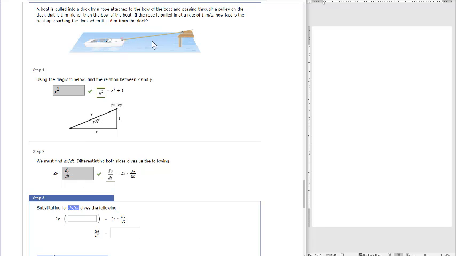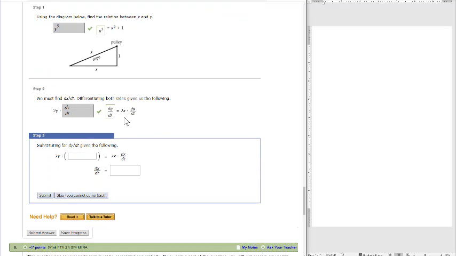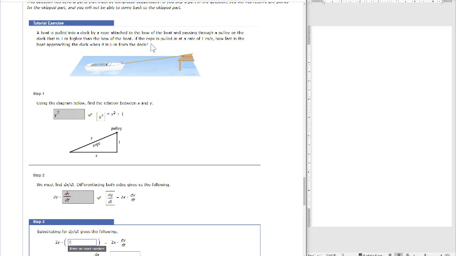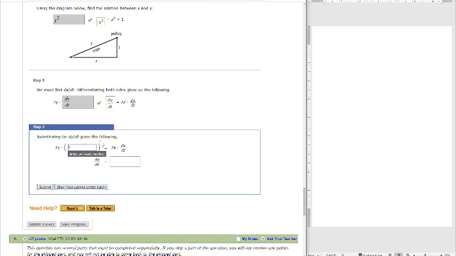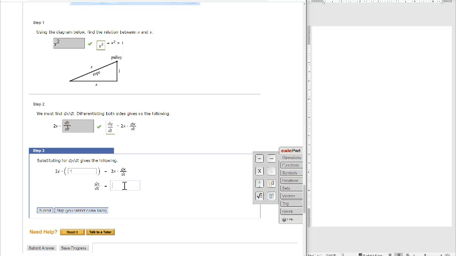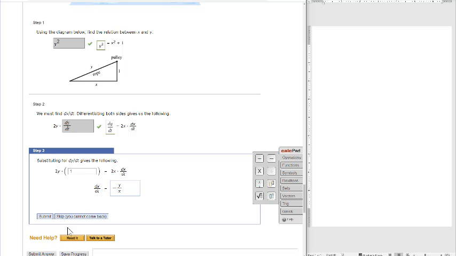So dy/dt is the rate of change of y, and y is the rope. And the rope is being pulled at 1 meter per second. Now I'd like to just put 1 in here, but we also have to note that y is going to get shorter by 1 meter per second. So this should be a negative 1. And so if we solve for dx/dt, we can bring this 2 over to the other side by dividing by 2x. The 2's would cancel, and then we're just going to get negative y divided by x.